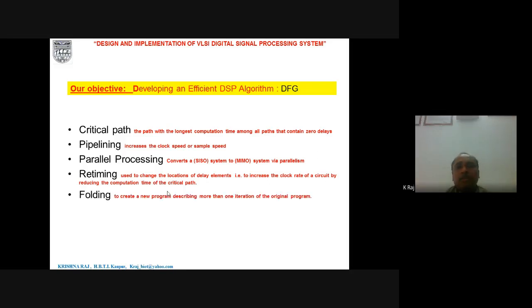Now, folding is a technique or algorithm that is used to create a new program describing more than one iteration of the original program. That is, it is a different program from the previous one, and in this one we will get efficient performance of the system. Unfolding is used to reduce the number of hardware functional units, which means the functional units will be reduced, and if the functional units are reduced, then naturally the performance will be better here.